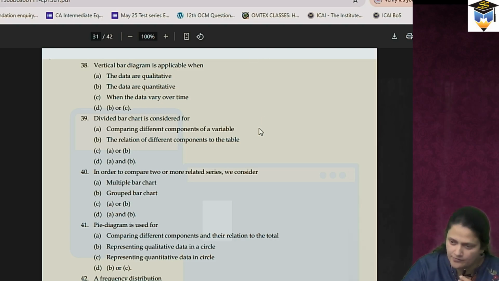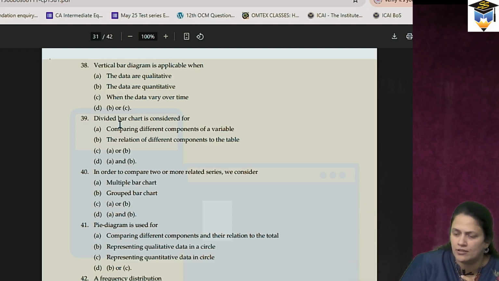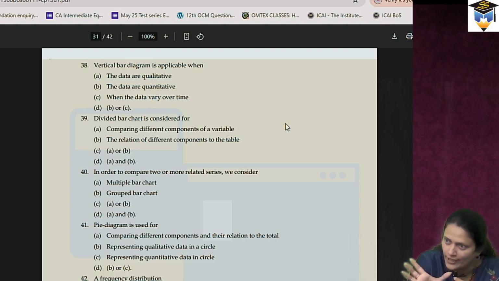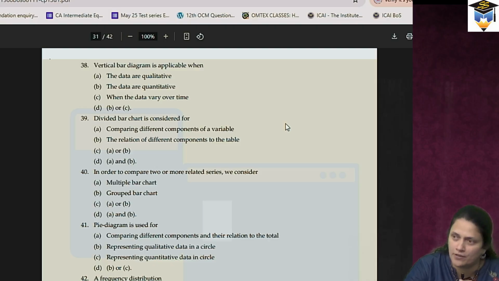40th. Both are there, so A and B both will be correct and nothing else. You want me to explain the meaning? So in a divided bar graph, there are two different types of data that are compared in a double bar graph, no? It is divided, right? Two types of data are there. So you have to compare the different components of one variable in one type of data and also find out the relation between different components in the table.